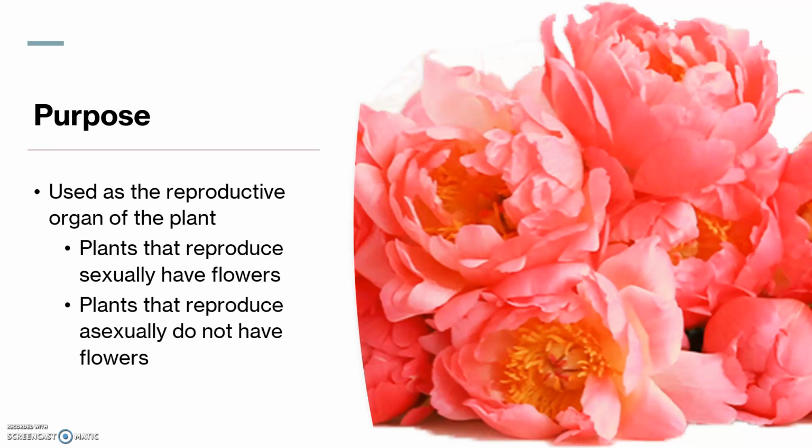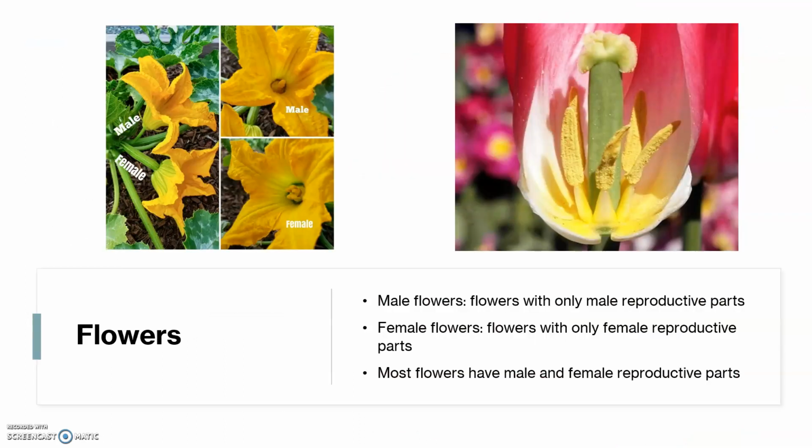Plants that reproduce asexually typically do not have flowers. There are male flowers, which are flowers with only male reproductive parts, and female flowers, which are flowers with only female reproductive parts. However, most flowers have both male and female reproductive parts.